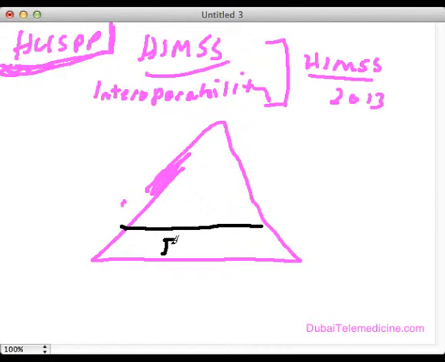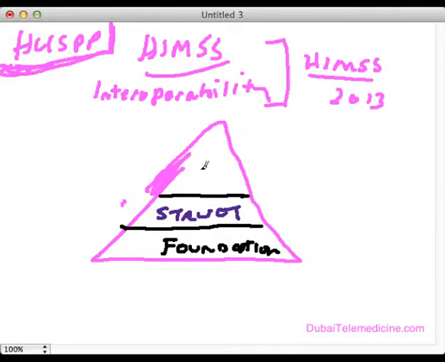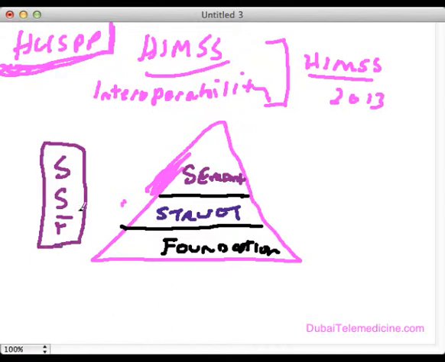The way that I remember it is that you have a foundation, structural, and then you have semantic. So the way that I remember HIMSS interoperability is SSF. And what I do is I take those letters and I think, what is the interoperability fuss about?